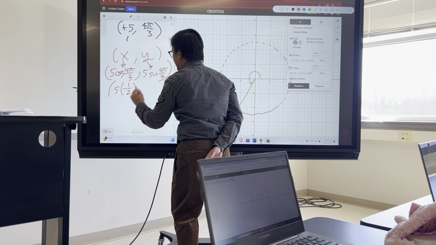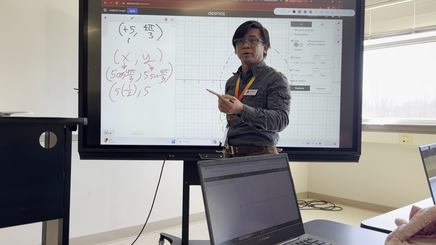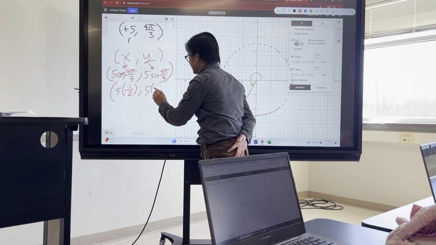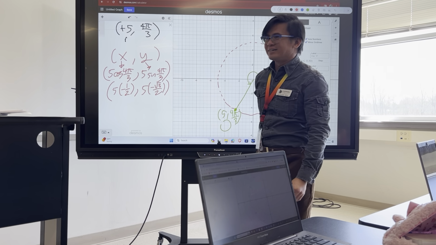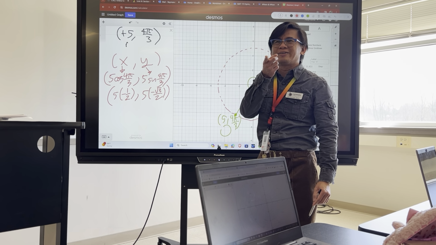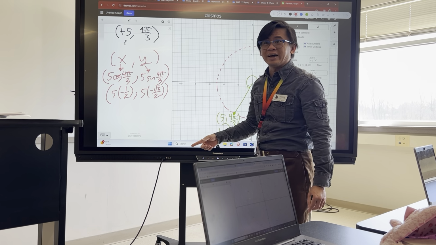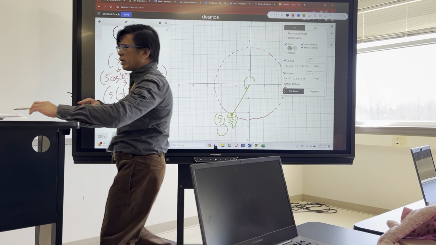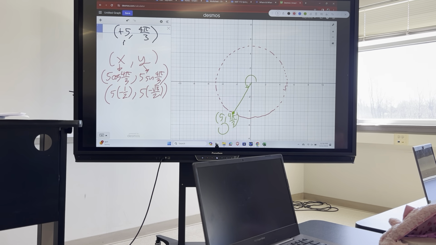And this one will be what? 5, and sine 4 pi over 3 is the negative square root of 3 over 2, right? Is that what you said, Kamari, a while ago? Negative 1/2 and negative square root of 3 over 2. Anyway, so that will be it. So let's see. Let's locate. Is that the correct point that we have been looking into a while ago?